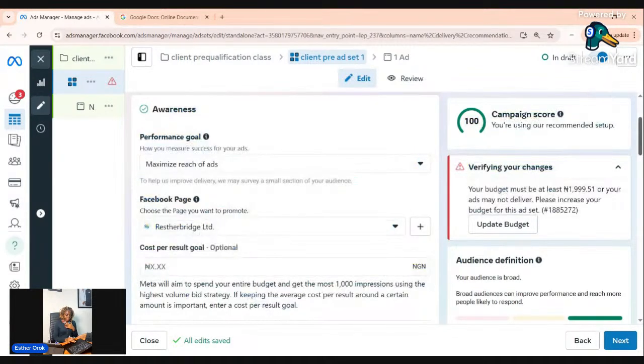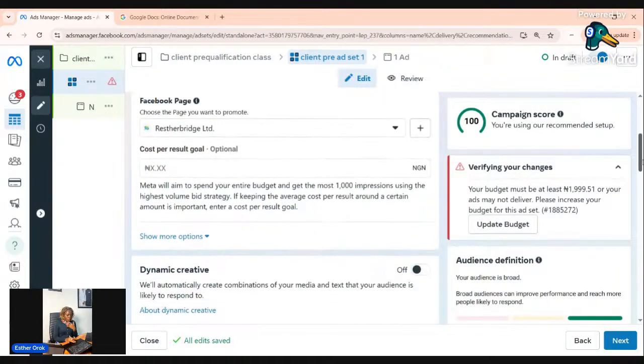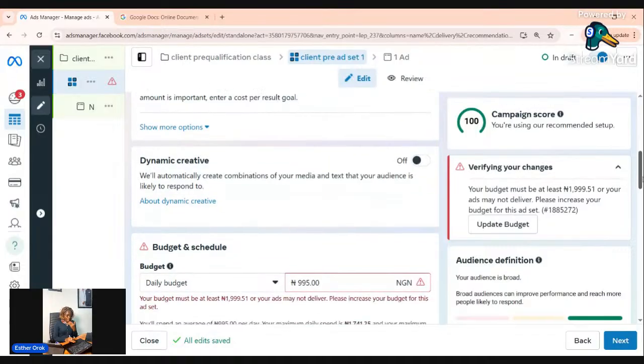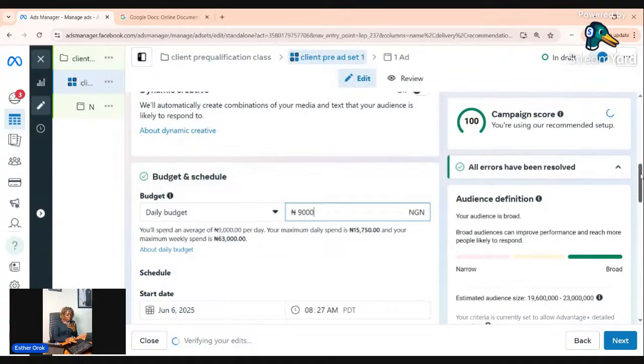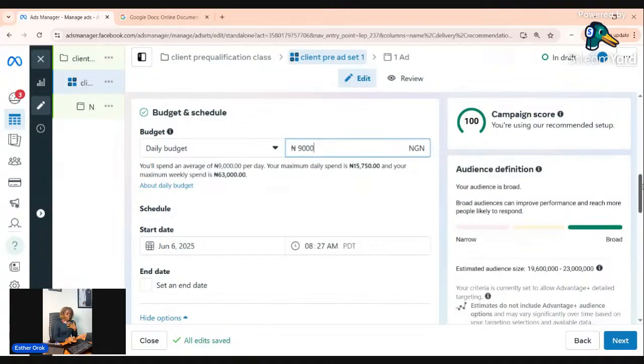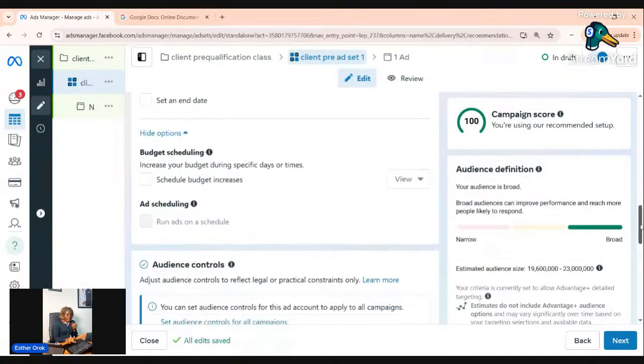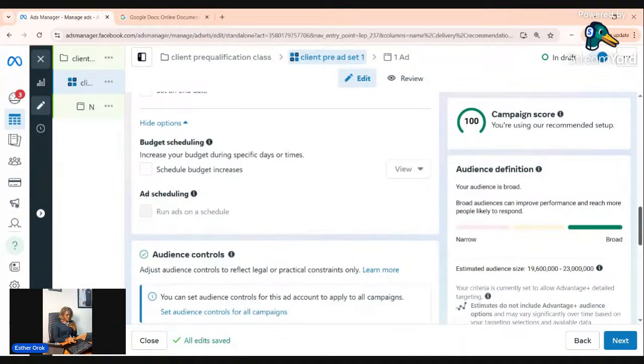We move on. So we are choosing the option that says maximize reach of ads. So we go down and then we choose our budget, right? Because we just want something that's not so expensive, not so high up there, we're doing 9,000 naira per day, right? And then there is a start date, but I don't want an end date. I just want the ad to continue running.